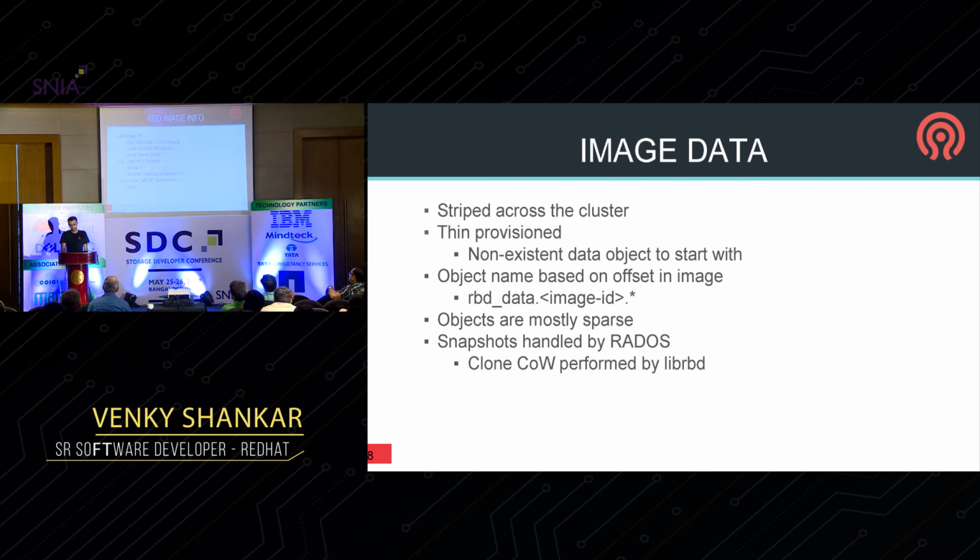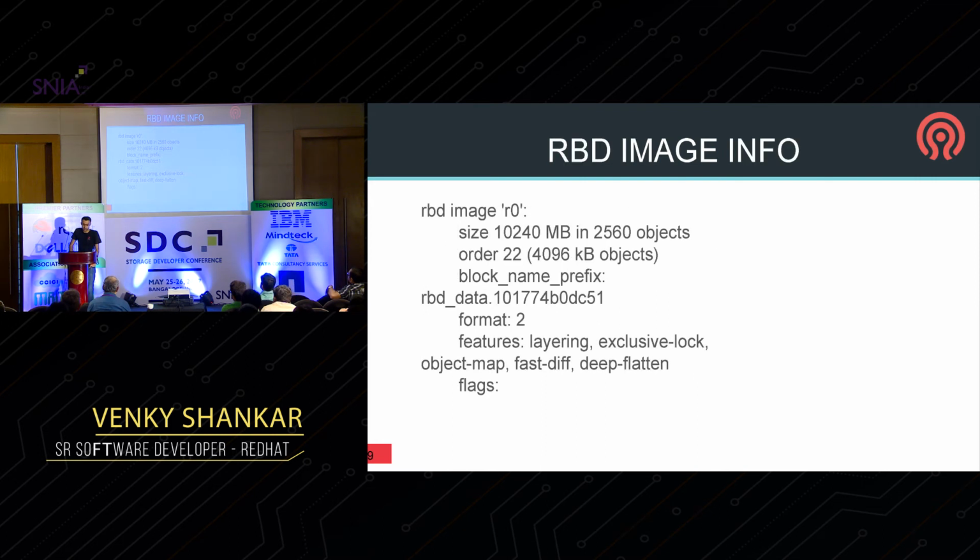We'll cover this. This is a typical RBD image info, which you will see. I just created a 10 gig RBD image called R0. You can see different things. This is the ID I was talking about. Format 2, and I have features like layering, exclusive lock. I'll explain these features in some detail later.